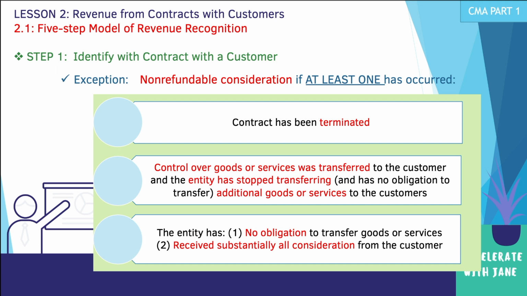So for example, if a company has already transferred or partially transferred goods or services to a customer and the company has stopped transferring the remaining items and no longer has an obligation to do so, then the consideration is also non-refundable. Third here is that the entity has no obligation to transfer goods or services, or the company has received substantially all consideration from the customer.